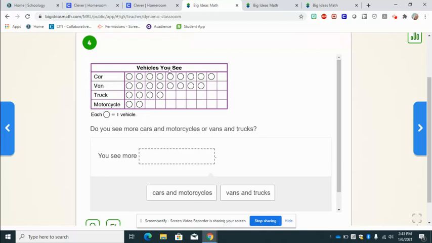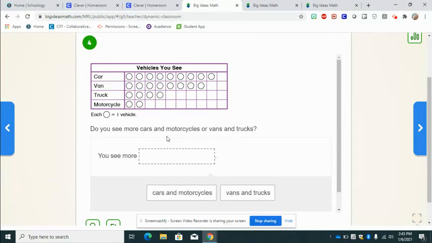All right, these are vehicles you see. This is a chart that represents vehicles you see. Cars, van, truck, and motorcycle. Each circle equals 1 vehicle. Do you see more cars and motorcycles or vans and trucks? So we need to add our cars and motorcycles together, and then we'll add our vans and trucks together.